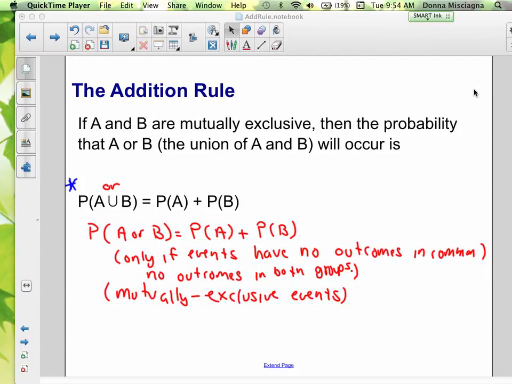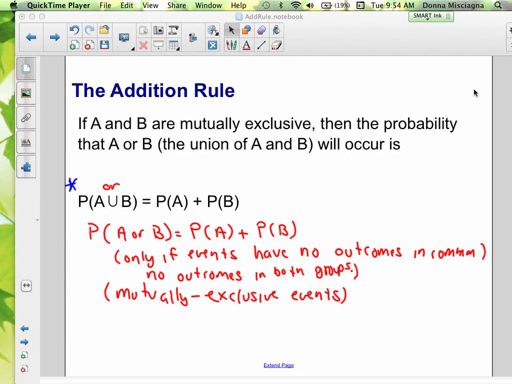Right, so the addition rule. If A and B are mutually exclusive events, then the probability that A or B occurs, the union of our events, is going to be the probability of A plus the probability of B. We'll add those. Okay. In your notes, I want you to add the stuff I have written down there.